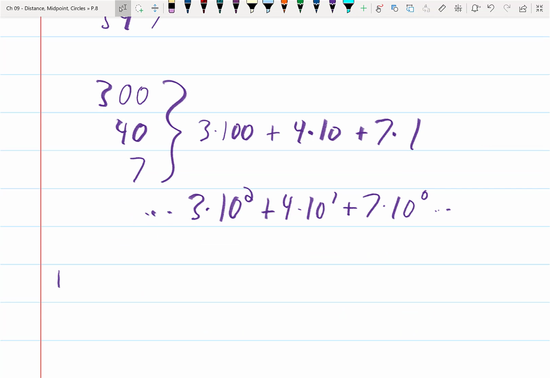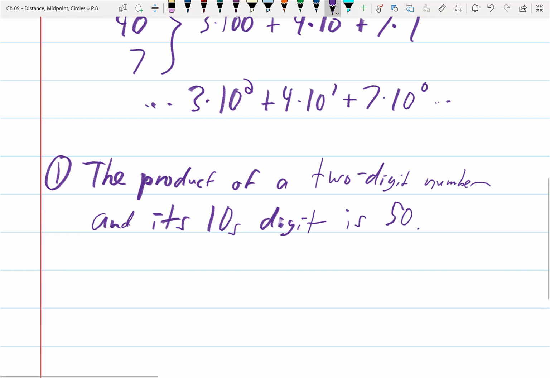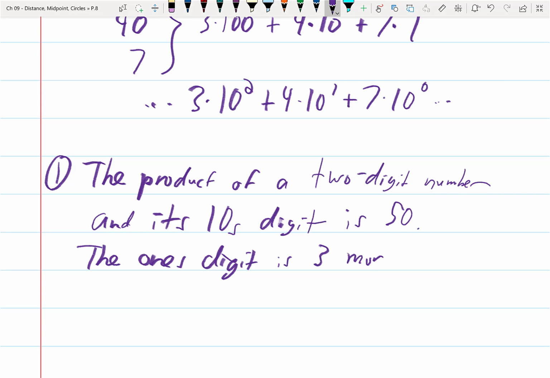And I bring this up because your first question, and your only question really for the day, is the product of a 2-digit number and its tens digit is 50. The ones digit is 3 more than the tens digit.